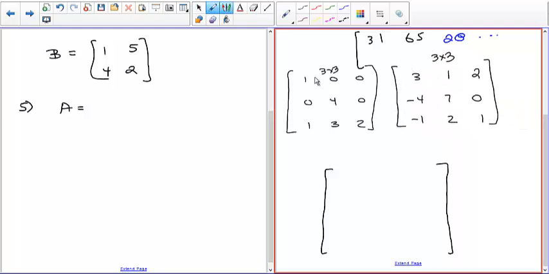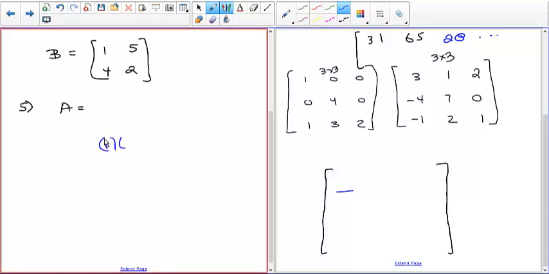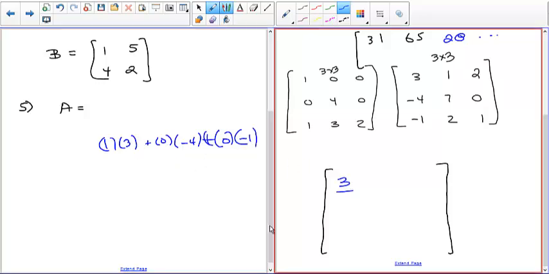So the rule is you take row 1 times column 1 to get your first entry. So you take 1 times 3. So I'm going to explain it for the first couple, and I'm just going to do it. So my entry here is going to be 1 times 3 plus 0 times negative 4 plus 0 times negative 1, which these are all 0, so you get 3 as the answer.